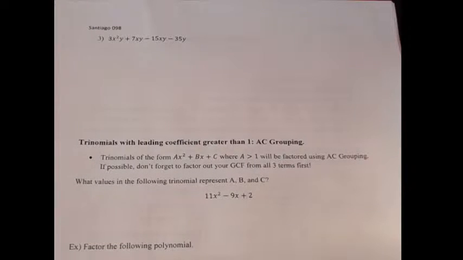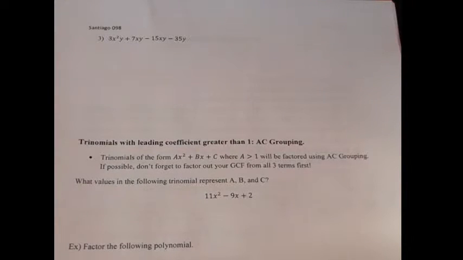Try number 3. So 3 says 3x squared y plus 7xy minus 15xy minus 35y. Give this your best shot. As soon as you have your answer, go ahead and throw that into the chat. Good luck. Okay, let's take a look at this one. So the very first thing we do, thank you, Doc.